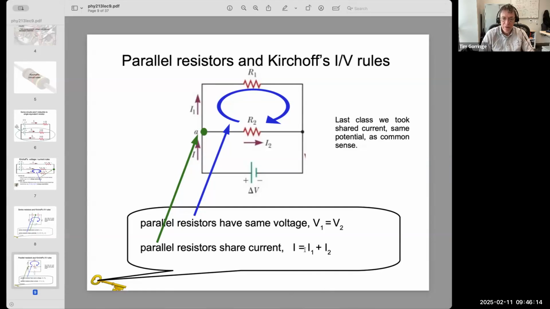What about the current rule? Kirchhoff's current rule. Think about this node in the circuit. The current that's flowing into the node must flow out, and it flows out through a combination of the current flowing through resistor R1, which I call I1, and the current through resistor R2, which I call I2. These two currents flowing out of that node, I1 plus I2, must be equal to the current flowing in. And that's how the current gets shared between the two resistors. So that common sense idea that the current is shared is a consequence of the current rule.